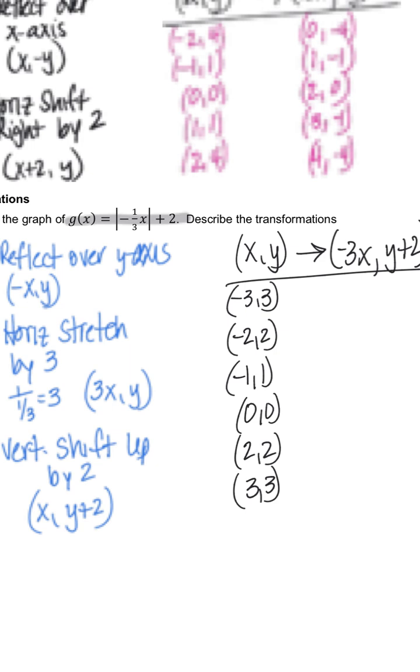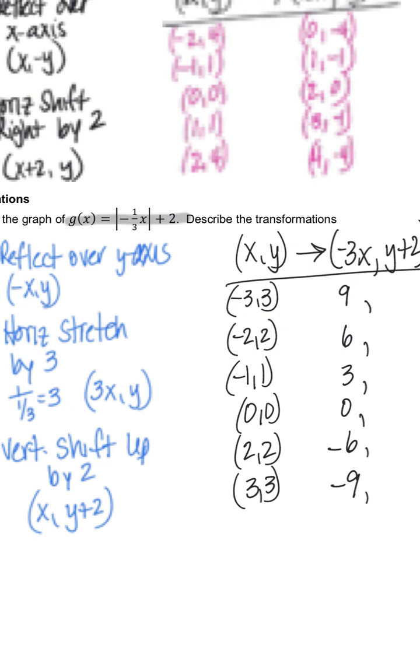So -3 times -3 is 9. -2 times -3 is 6. -1 times -3 is 3. 0 times -3 is 0. 2 times -3 is -6. And 3 times -3 is -9. So there is our new x values. It's kind of easier to me if maybe you do it that way.